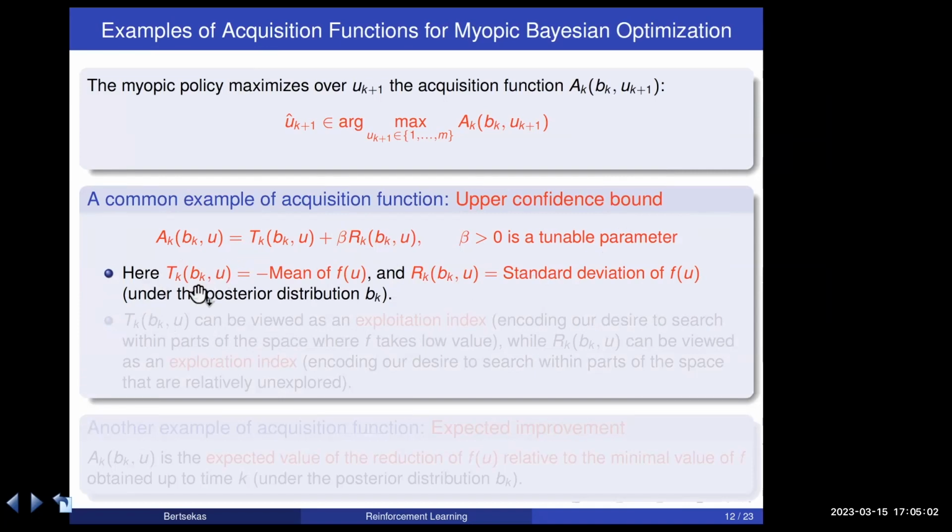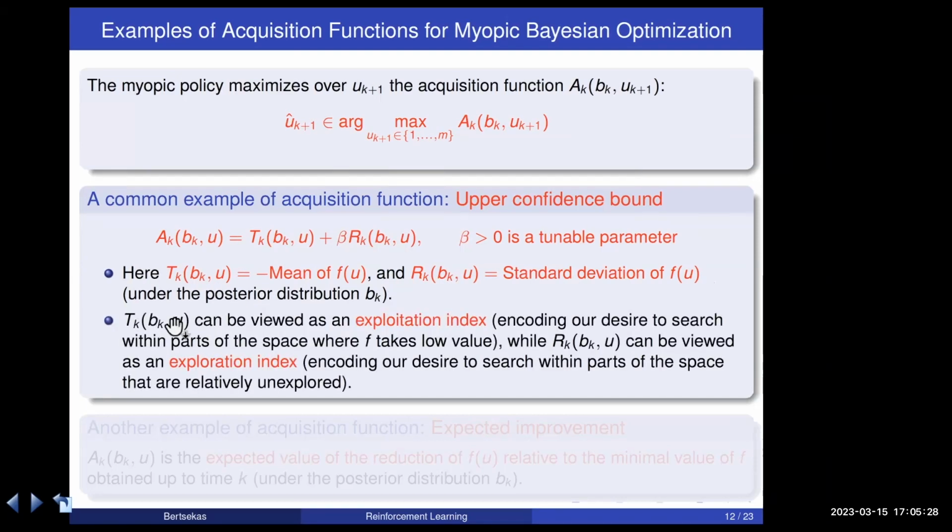And T_k, for a given u at the posterior, is just the mean, the expected value of f of u under the posterior distribution. And R_k is the standard deviation. So this expression weighs both the mean and the standard deviation. And we can view the T_k, the minus the mean, as an exploitation index.